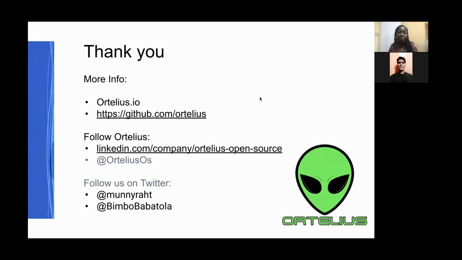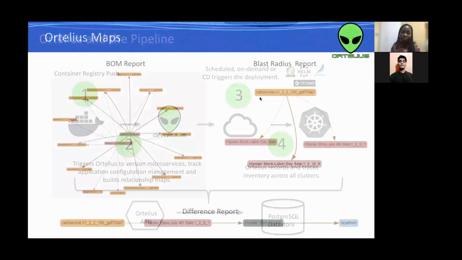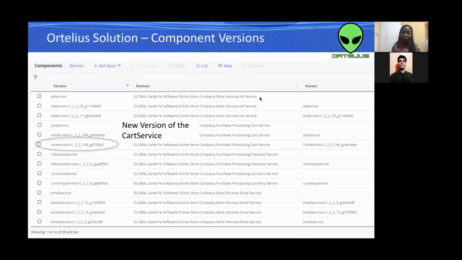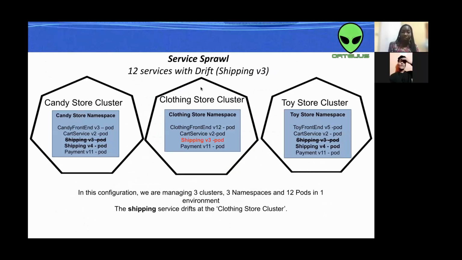Hi, I'll be answering that question. Let me take us back to the slide where I explained using an image. It makes it really easy to understand. So we have three clusters in one environment: candy store cluster, clothing store cluster, and toy store cluster. They all belong in one environment, and they all use the exact same services.